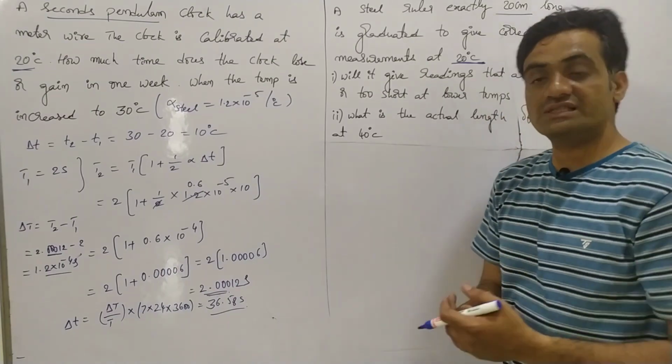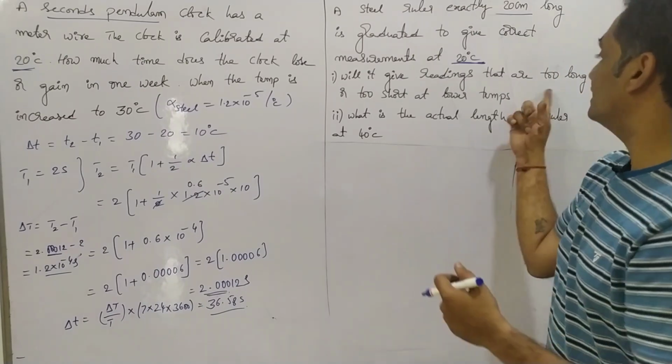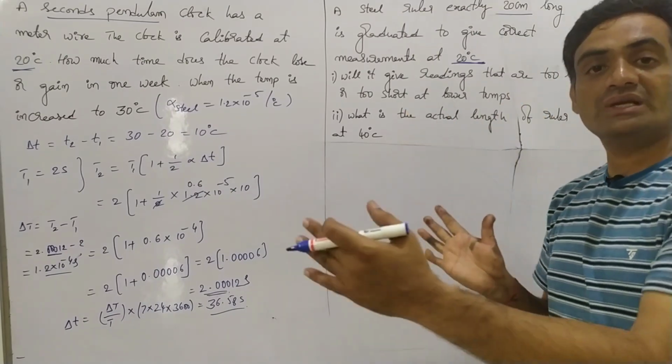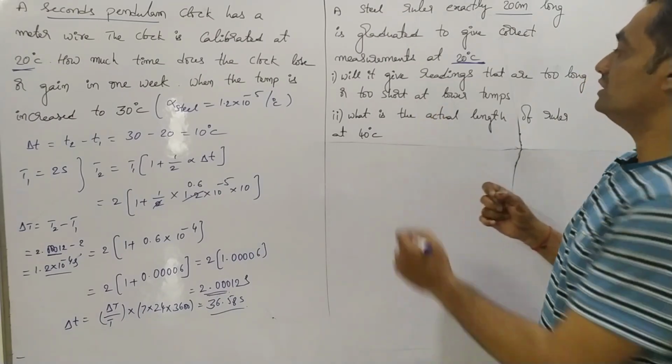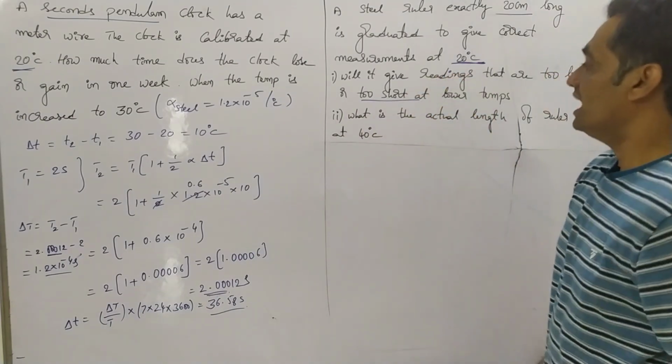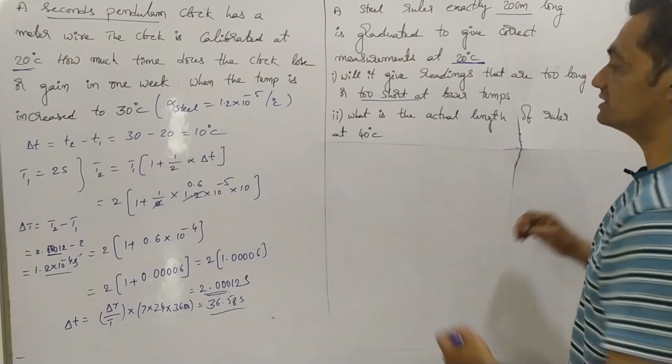As the temperature decreases, the length of the ruler also decreases. Thereby, the readings will be short. It will not be long. Why? Because it has contracted, not expanded. So it shows short readings. And next, observe what is the actual length of the ruler at 40 degrees Celsius.